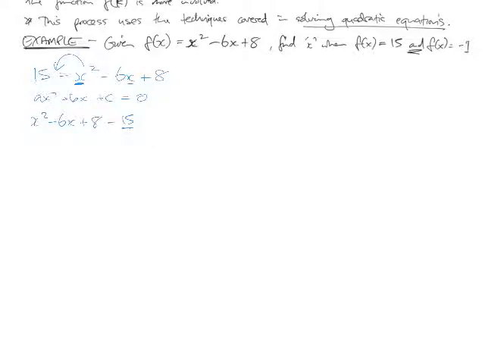Now I need to get rid of this plus 15 on the right hand side. What's the opposite of plus 15? Take 15. So x squared take 6x plus 8, and I'm going to take 15 on both sides to balance it out, and also get rid of the 15 on the right hand side. So x squared take 6x, 8 take 15 is going to be negative 7, is equal to 15 take 15 is 0.